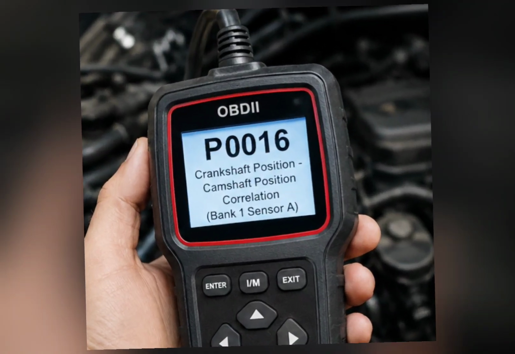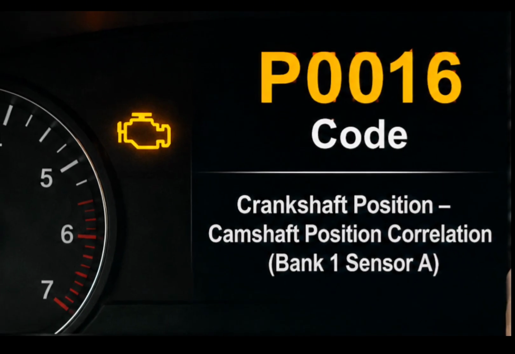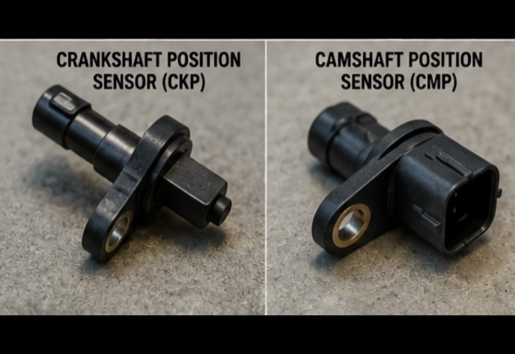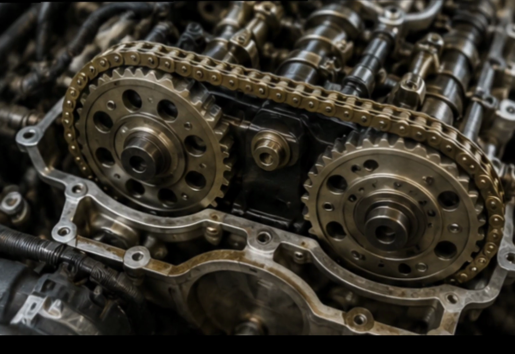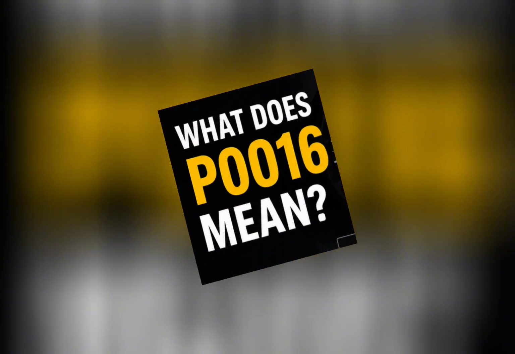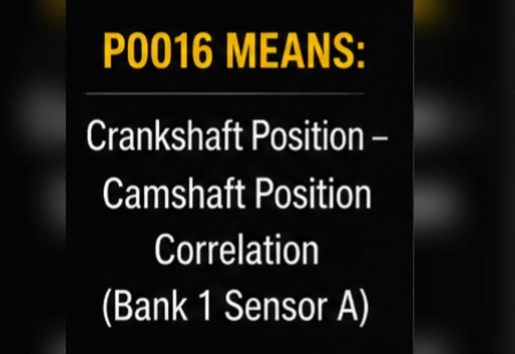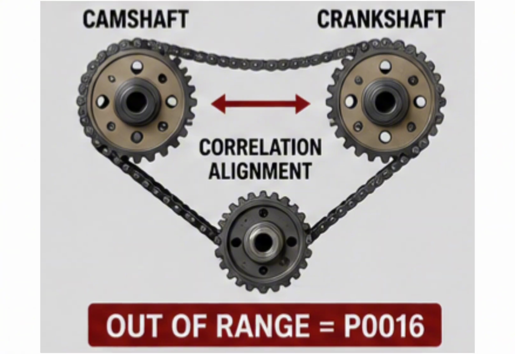Have you scanned your car and found the P0016 code? Don't ignore it. This code means that the engine's computer has detected an out of alignment between the crankshaft and camshaft, which if not repaired can lead to reduced vehicle performance or even serious engine damage. What does P0016 mean? P0016 stands for Crankshaft Position, Camshaft Position Correlation, Bank 1 Sensor A.